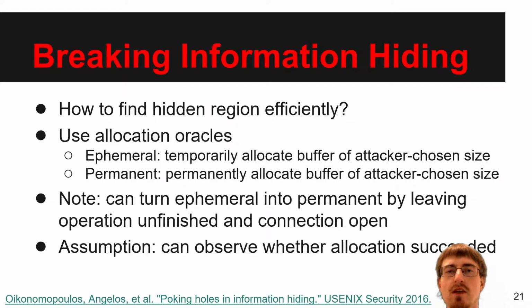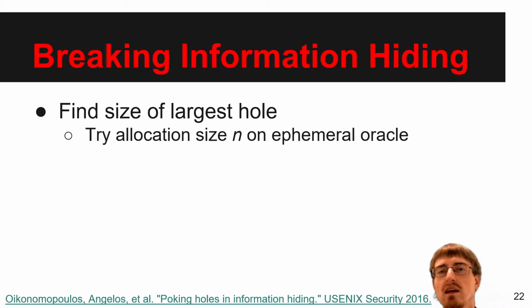Now, an important assumption, which is also what essentially makes these gadgets oracles, is that we can observe whether or not the allocation succeeded. So the attacker is able to make sure that the program performs an allocation, and then it can check whether or not the allocation was actually successful. Well, if we meet these assumptions, how can we use this to actually break any information hiding based defense? We start by searching for the size of the largest hole.